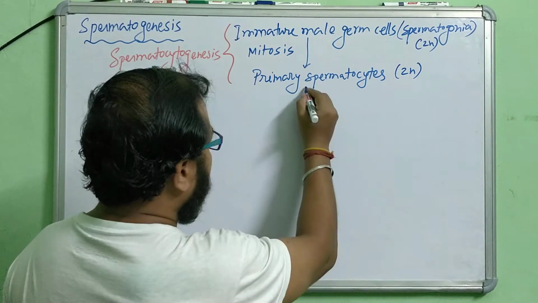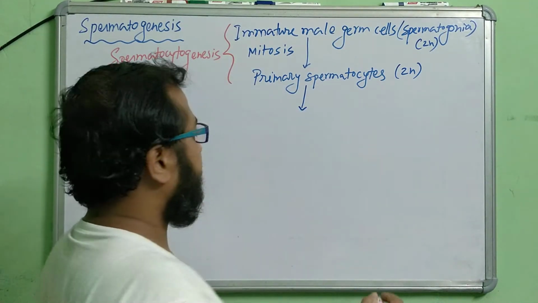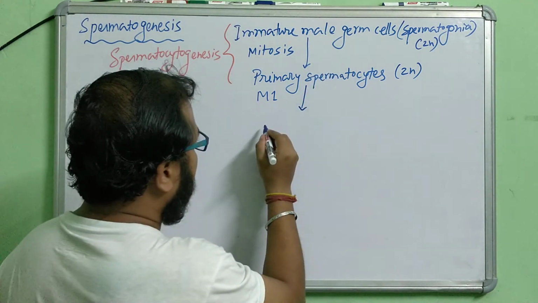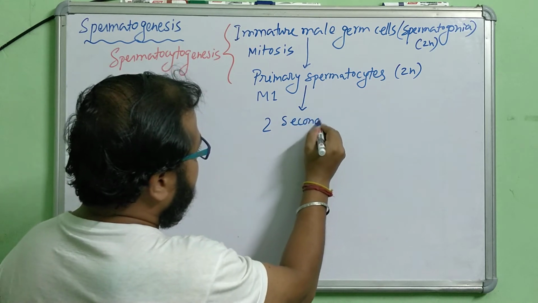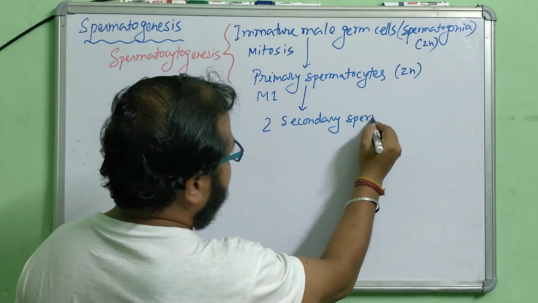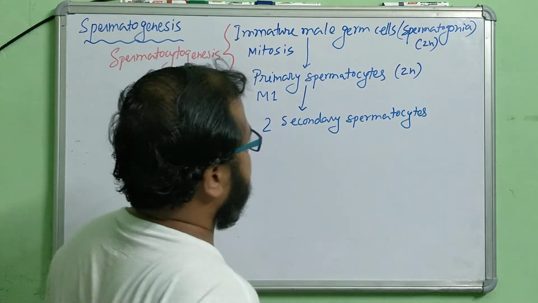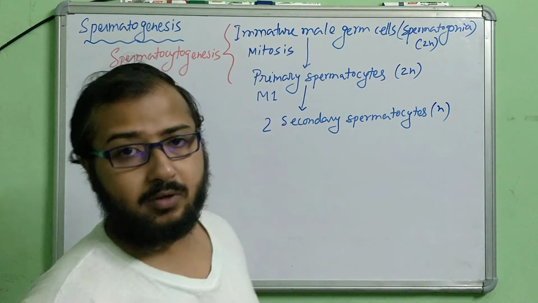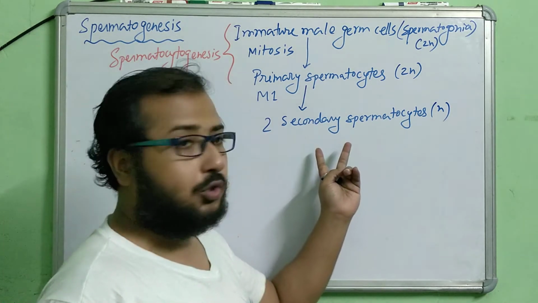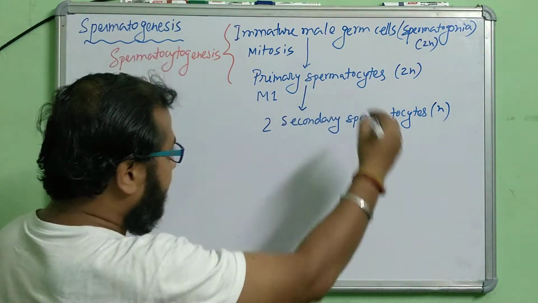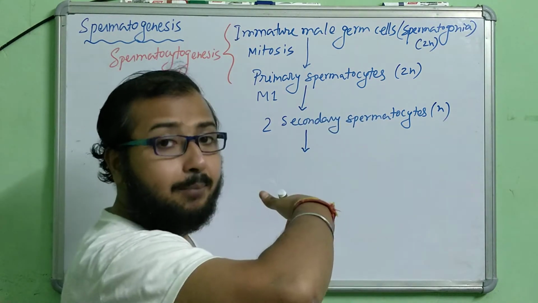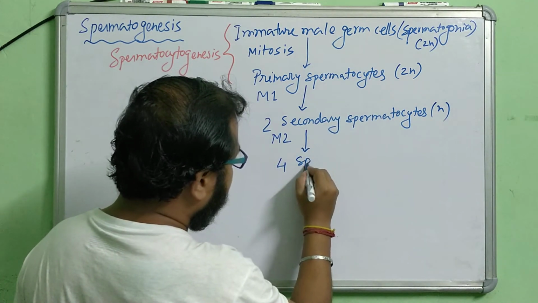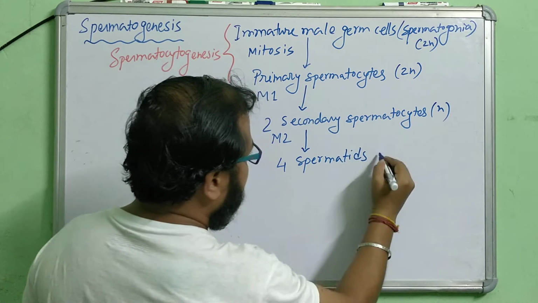Now let's move on. These primary spermatocytes undergo the first meiotic cell division, M1, meiosis 1, which leads to production of two secondary spermatocytes. As it is meiosis, it now becomes n, haploid. The chromosome number is reduced to half, and two cells are produced after meiosis 1. Now again each secondary spermatocyte undergoes meiosis 2, the second meiotic cell division, which ultimately produces 4 spermatids. That will remain n here.